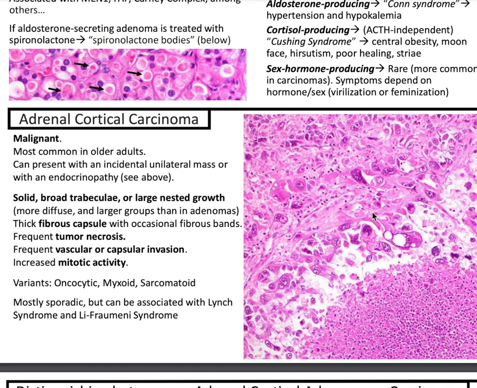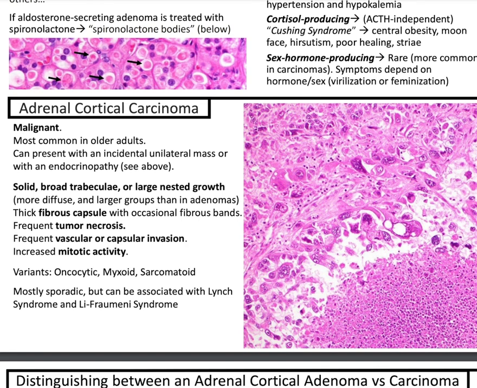You'll have a thick fibrous capsule with occasional fibrous bands. You'll see frequent tumor necrosis and frequent vascular or capsular invasion, as well as increased mitotic activity. They have variants including oncocytic, myxoid, and sarcomatoid. It's mostly sporadic, but it can be associated with Lynch syndrome and Li-Fraumeni syndrome. Here you can see the frequent tumor necrosis.